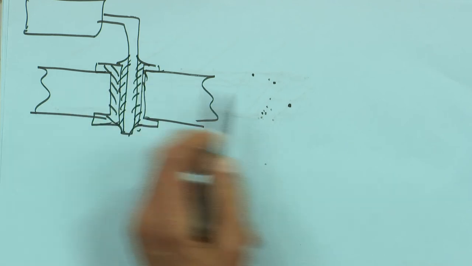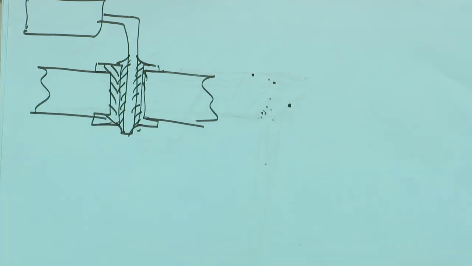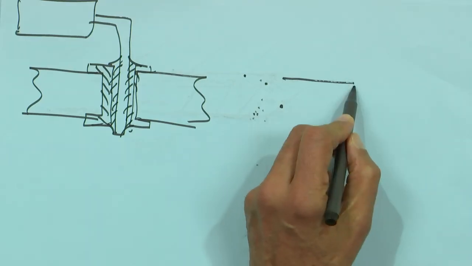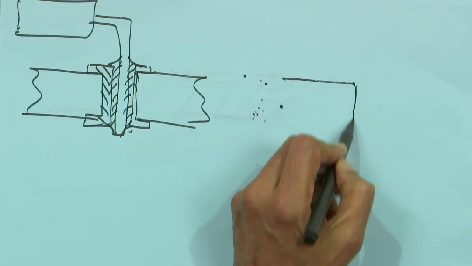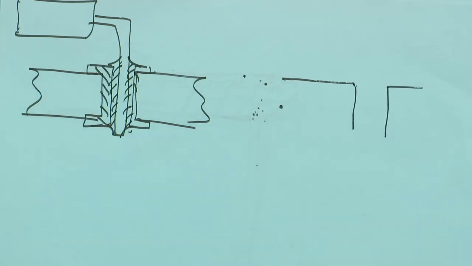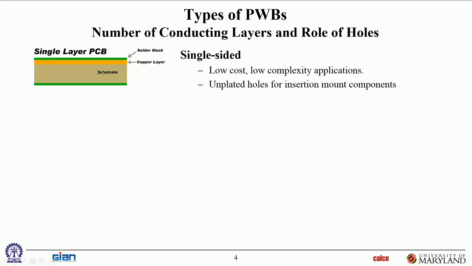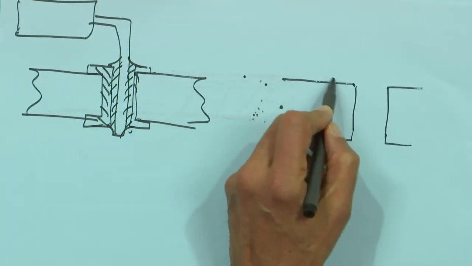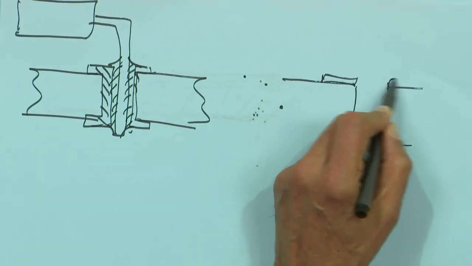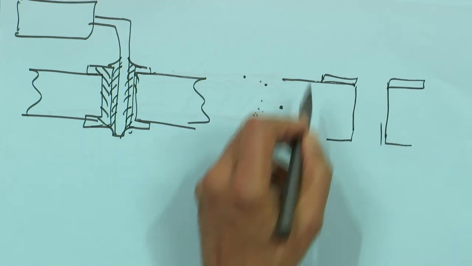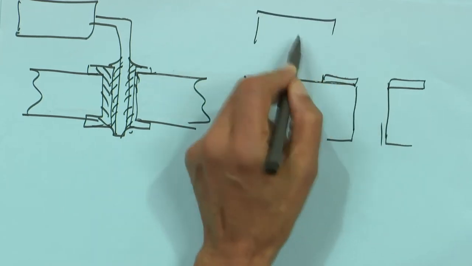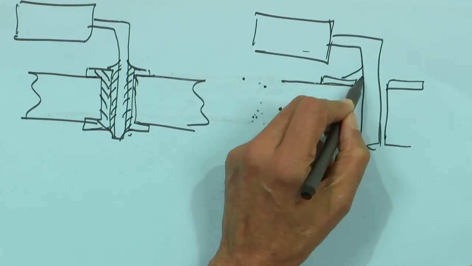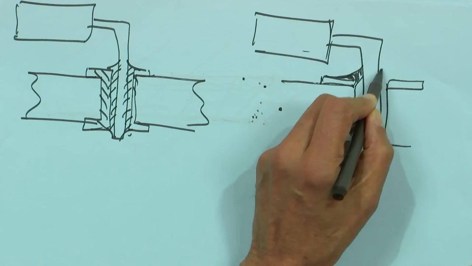Okay. On the other hand, for these single-sided boards, which are very cheap, there's a hole still. There's a hole in this substrate material, and we'll talk about what the substrate material is soon. But there's no plating. So there's a pad on this side, copper pad on this side, but there's no plating inside. So now if you put a through-hole insertion mount component over there, the solder joint basically is just on the pad, okay?